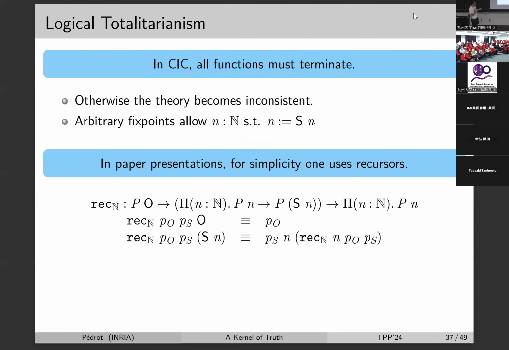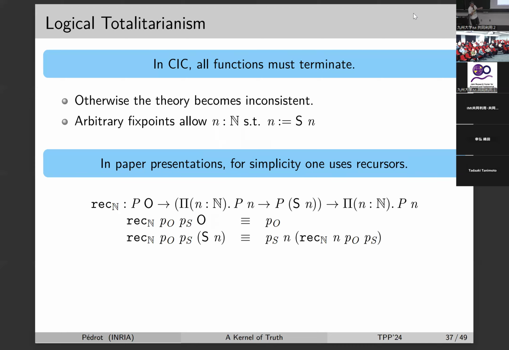Typically, if you look at paper presentations, people cheat and say, oh yes, I'm going to use what is called a recursor. A recursor is a special kind of fixed point that is by construction terminating. For instance, for natural numbers, it says, if I have something at 0, and if for successor, I assume something at n, I can prove it for successor of n, then I can prove it for any natural number, and you have the expected rule here.